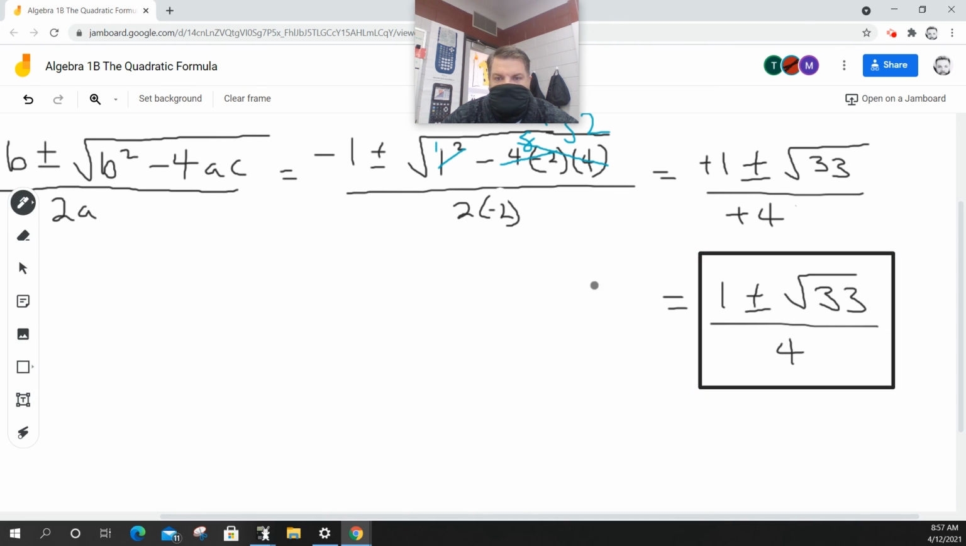X equals this. And remember, a quadratic is a second degree polynomial, so you should have two solutions. The two solutions: one is 1 plus the square root of 33, and the other solution is 1 minus the square root of 33, all divided by 4. Okay?